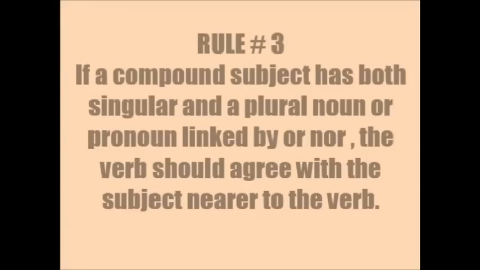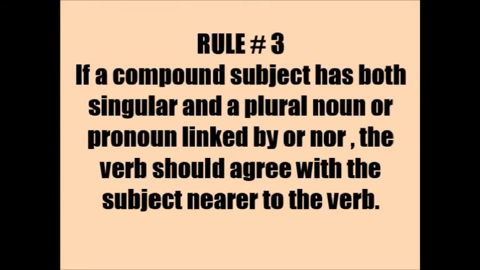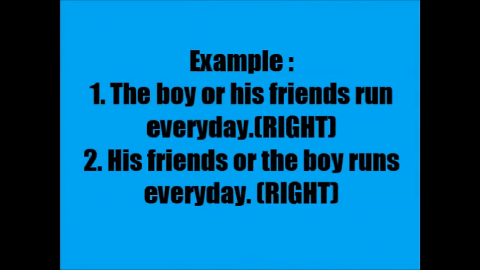Rule number 3. If a compound subject has both a singular and a plural noun or pronoun linked by or, nor, the verb should agree with the subject nearer to the verb. For example, number 1. Since we have a compound subject in our sentence which is linked by or, we should agree with the subject nearer to the verb. Since the subject nearer to the verb is friends, which is plural, the verb we should put is run, which is plural, because a plural subject takes a plural verb.